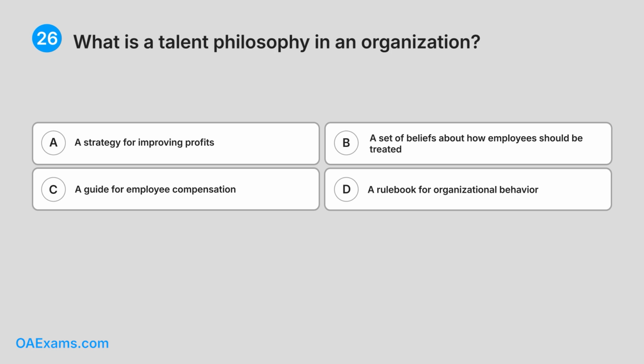26. What is a talent philosophy in an organization? A. A strategy for improving profits. B. A set of beliefs about how employees should be treated. C. A guide for employee compensation. D. A rulebook for organizational behavior. Do you know the answer?